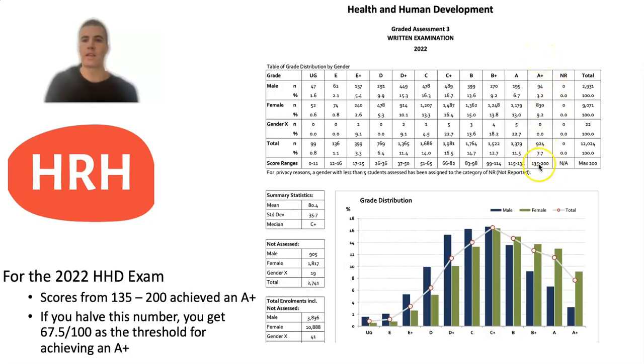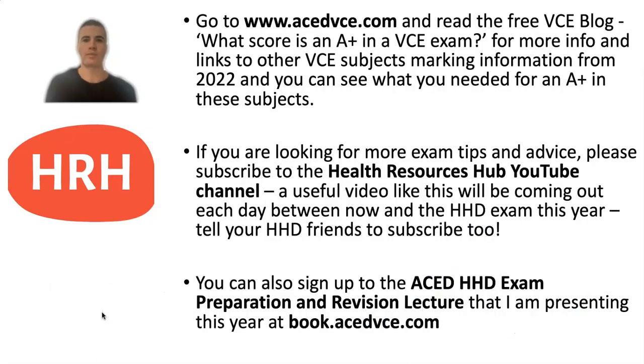You can see, as I mentioned, this is out of a maximum of 200 because the exam is out of 100. So if you achieved 100 out of 100 from both of your assessors, you would have got 200. That would obviously give you an A+, but the range there is 135 to 200 for an A+. If you halve the number down the bottom here, I've done the math for you, that means that the threshold for achieving an A+ was 67.5 out of 100.